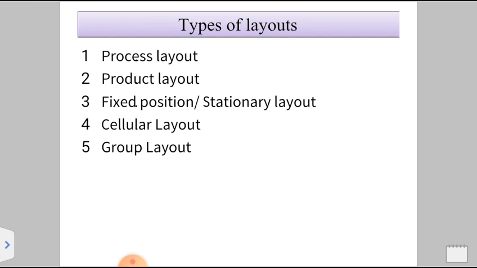In today's session you're going to learn the types of plant layouts. In plant layout there are 5 major types. The first one is process layout, then product layout, the third one is fixed position or stationary layout, the fourth one is cellular layout, and the fifth one is group layout. In today's lecture we discuss process layout.